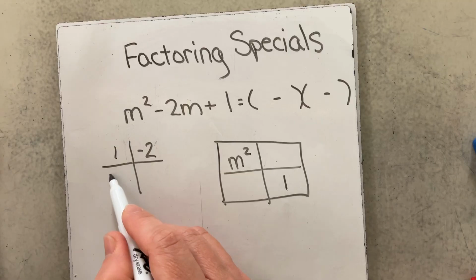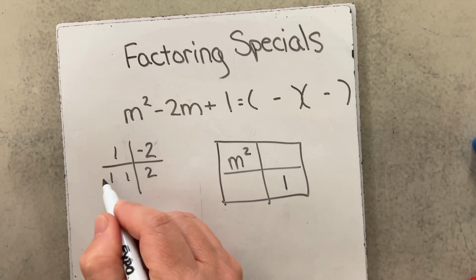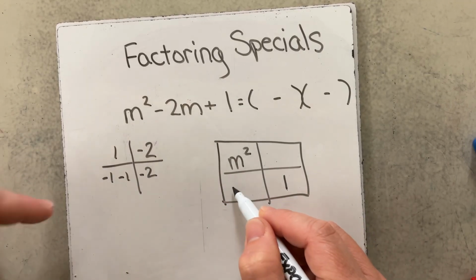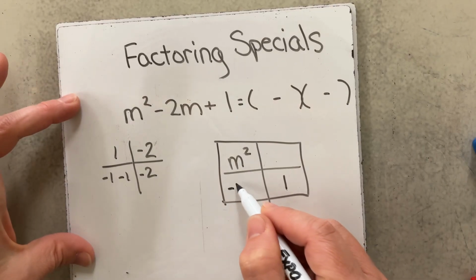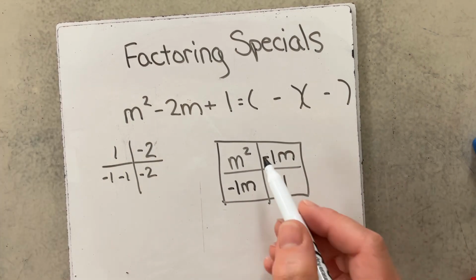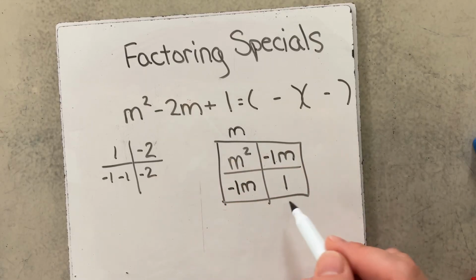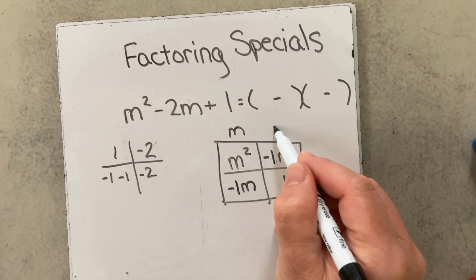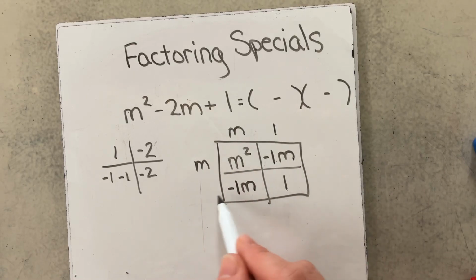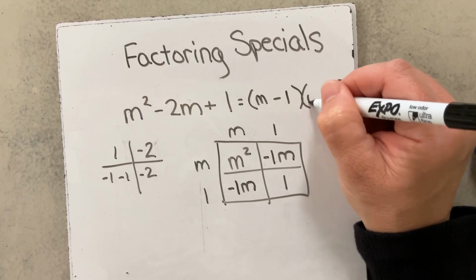Okay, well, my only option for 1 is 1 times 1, and when they add together, they get 2. But I need a negative, so -1 times -1, or -1 plus -1, is -2. So -1m and -1m. So let's see what they agree on. This way, they agree on an m. This way, they agree on a 1. This way, they agree on an m. And this way, they agree on a 1. So I know it is m and 1, m and 1.